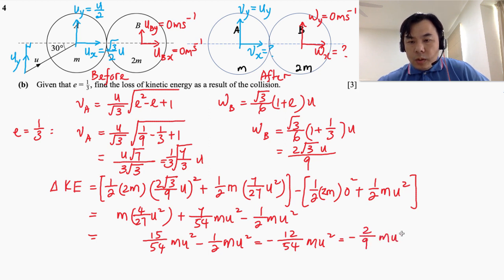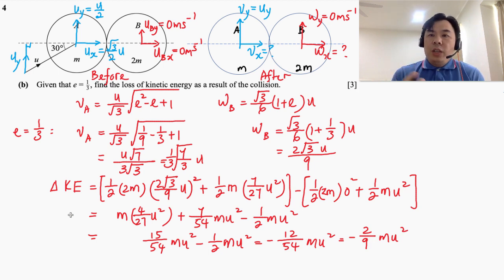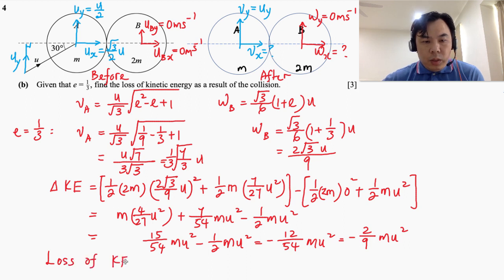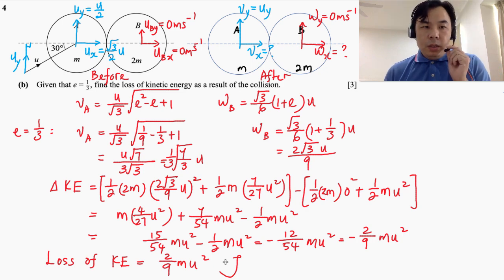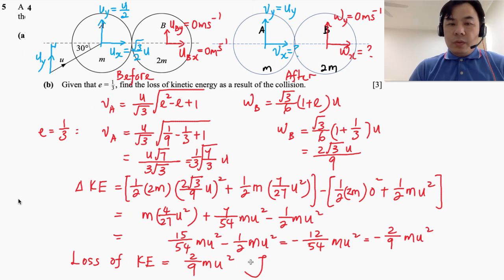Mu square. All right. Now there is a change in kinetic energy. Therefore, if you want to finalize the loss of kinetic energy, because it's negative, it is a loss in kinetic energy. It's 9 over 2 mu square joule, if you want the unit. All right, I hope that is clear. Stay tuned, I'm going to move on to question 5 shortly.